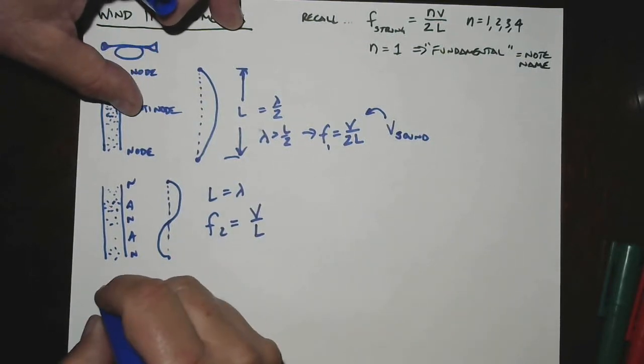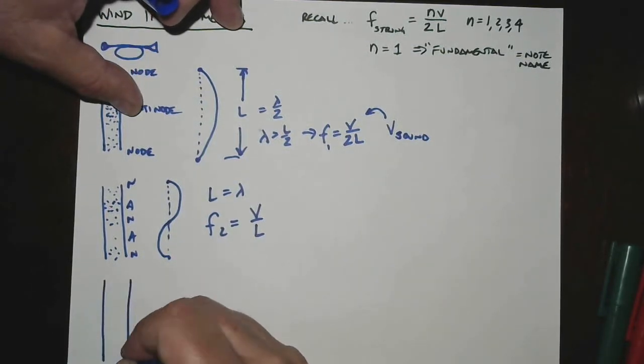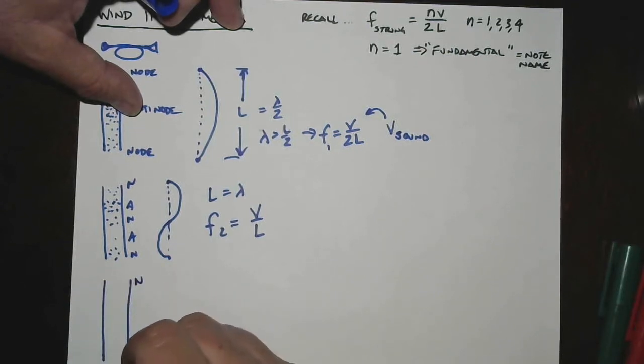So we could continue doing this, drawing pictures of different waves that might fit. We need a node and an antinode, a node and an antinode, a node. Three antinodes. No.